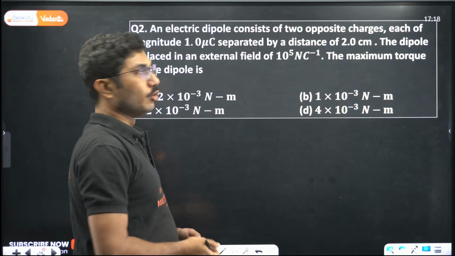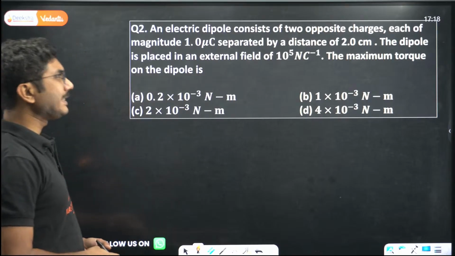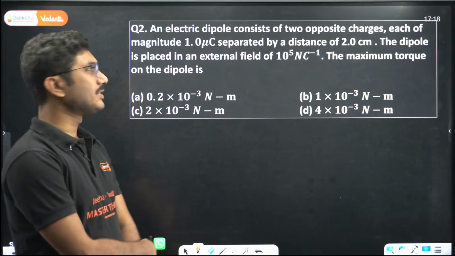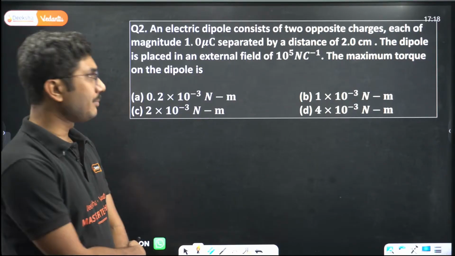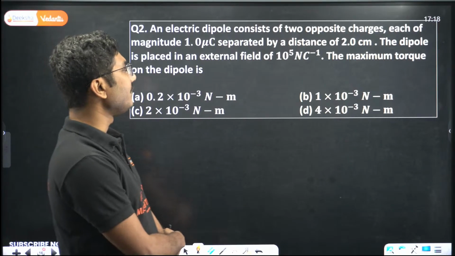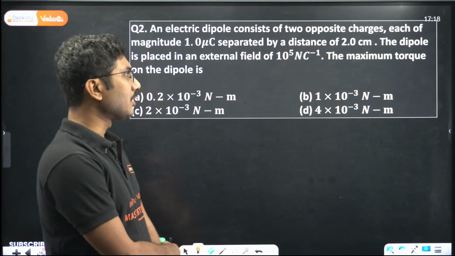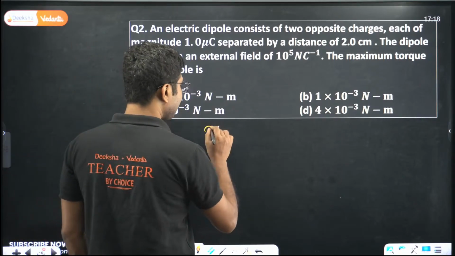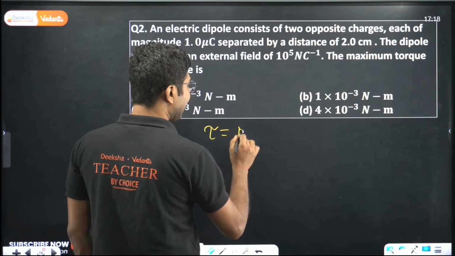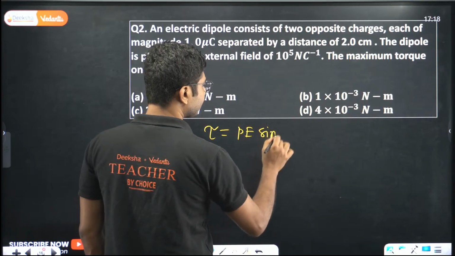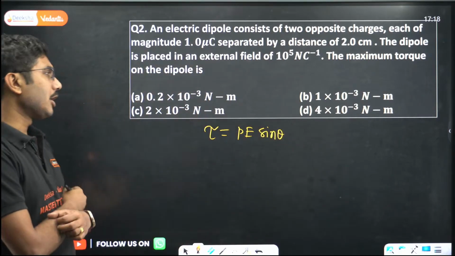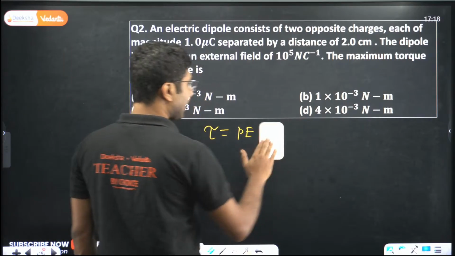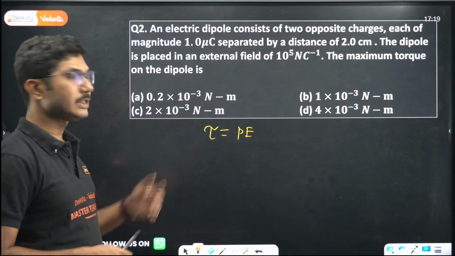An electric dipole consists of two opposite charges, each of magnitude 1 microcoulomb, separated by a distance of 2 centimeter. The dipole is placed in an external field of 10 to the power of 5 Newton per coulomb. The maximum torque on the dipole is? So what is the value of maximum torque? Torque equals P E sin theta, right? This is the formula for torque. Now torque will be maximum when sin theta is 1, that is, when the angle between them is 90 degrees.